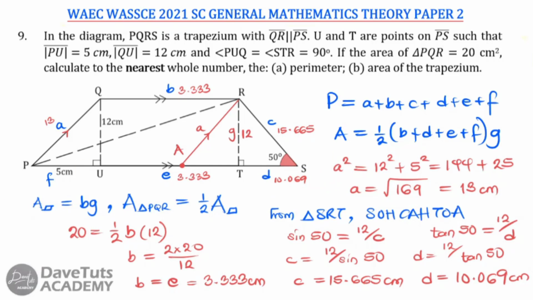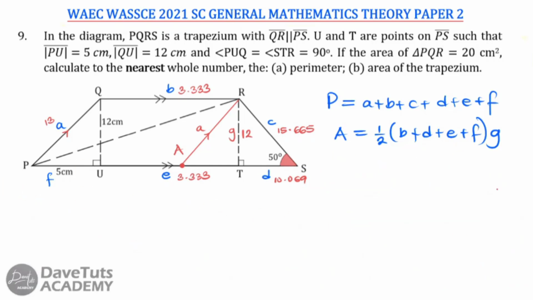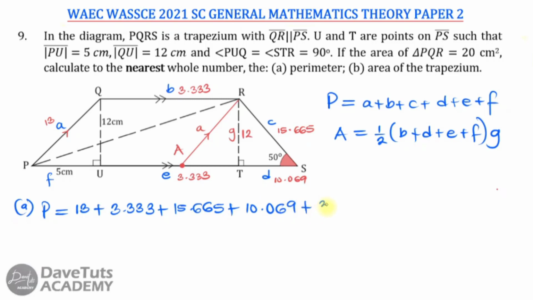All right, okay. So let's try and find our question set now. In the first case, we are asked to find the perimeter, and we have said perimeter is the sum of all of the sides. So we can put in those sides. The perimeter will be 13 plus 3.333 plus C 15.665 plus D 10.069 plus E 3.333 as discovered before, then plus F, that is 5.